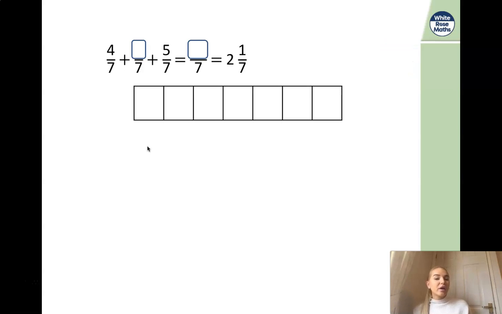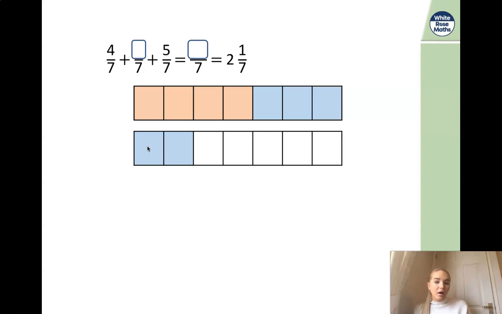Well, again, we know that we have the same denominators, so we can split our bar into 7 parts. Now, we know that one of our parts is 4/7, and we can show that here. We also know that a second part is 5/7. But because if we add another 5/7, our 1 bar is going to fill up, we need another bar. So we can see here we've got 4/7 and 5/7.